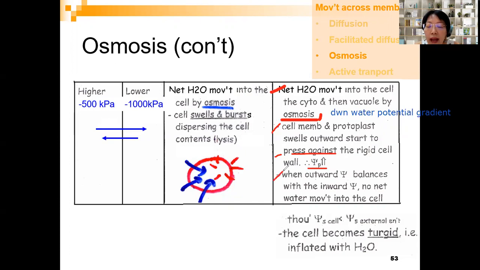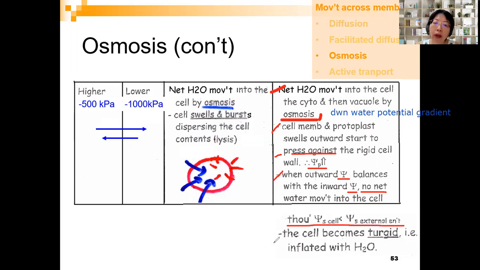When the outward psi balances with the inward psi, that means the water potential inside the cell and outside the cell becomes the same. Then we will say that there's no net water movement into the cell anymore, because water movement is governed by the water potential gradient. Now, psi outside the cell and psi inside the cell is the same. So there's no more water potential gradient. Therefore, there's no more net water movement. This one, we'll look at later on in the next slide. I'll explain this one.